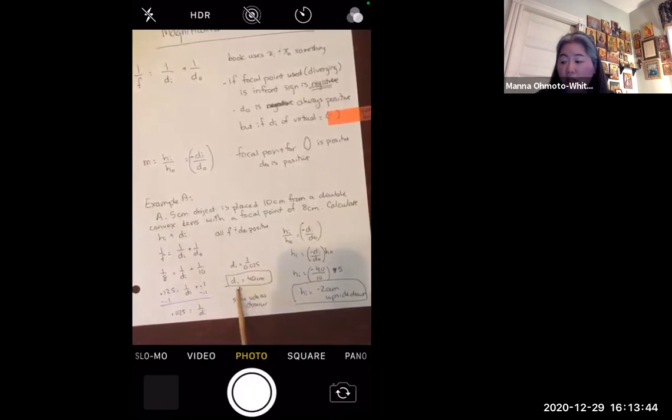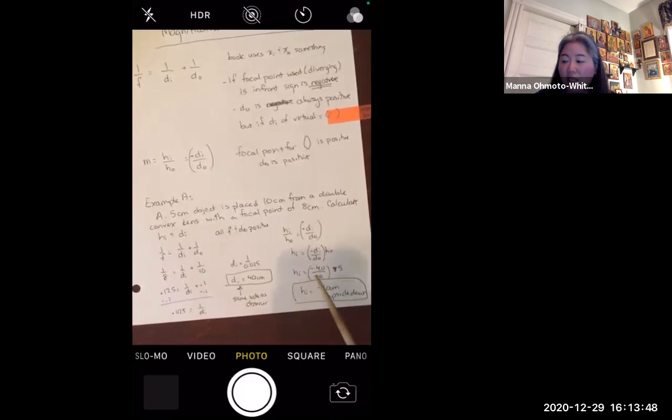If this is positive, I'm expecting my height to be negative. So when I plug this in and I solve for HI, sure enough, I get a value that tells me that it's negative 20 centimeters. So the negative 20 centimeters tells me that my image appears to be inverted. It appears to be upside down. So just like with the mirror equations, if one of these is positive, the other has to be negative. So if my image exists in real space, then my height will appear to be inverted.